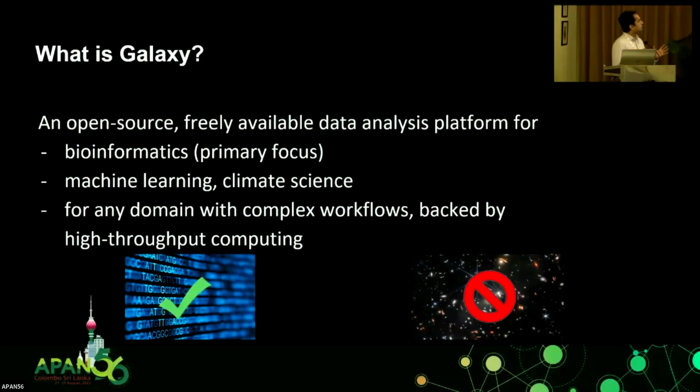As I mentioned, it's a freely available open source project and data analysis platform with a primary focus on bioinformatics. But in principle, it's domain agnostic. So it can be used for machine learning, which is a topic that was talked about a lot today, climate science, audio analysis. Basically for any domain with complex workflows, backed by high throughput computing, Galaxy is a good choice. It offers you a web-based UI. You can just sign up and start using it, construct a complex pipeline of data analysis tools, and then execute them at scale.